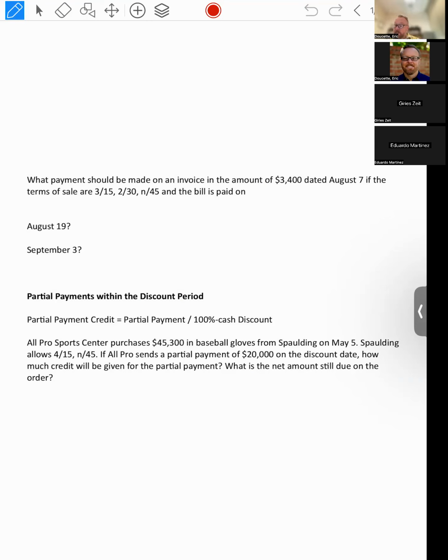I think I took it out. I did. So I'm not going to even do that one. We're just going to jump down to this one here. So partial payments within a discount period.